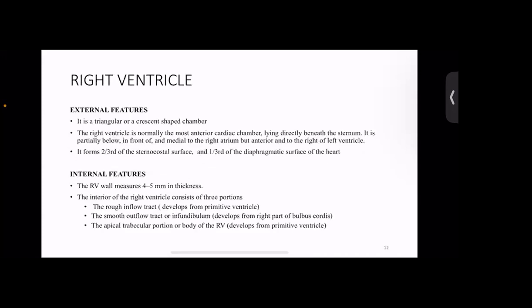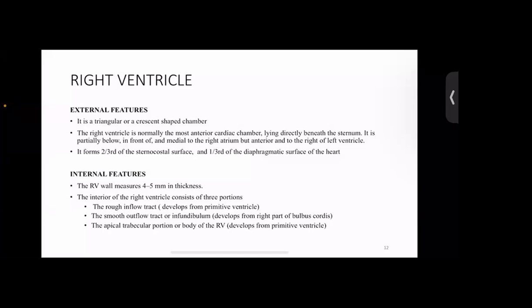Now we'll go to the right ventricle. So the right ventricle is a triangular or crescent-shaped chamber. The right ventricle is normally the most anterior part when you're looking at the heart. So it lies directly beneath the sternum, and it is partially below, in front, and medial to the right atrium, but anterior and to the right of the left ventricle. So it forms about 2/3 of the sternocostal surface and 1/3 of the diaphragmatic surface of the heart.